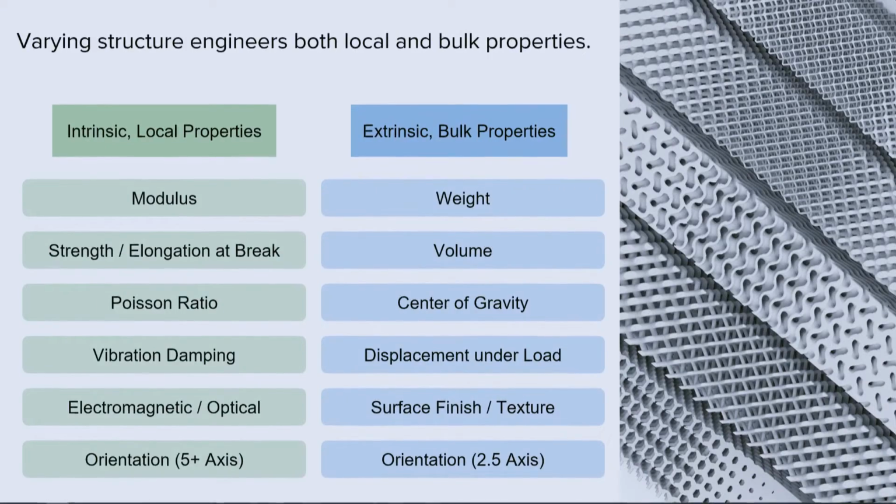So what tools do we have, or what things might we want to vary about parts? Well, there are the local properties. What's the modulus, my elongation at break? There's a lot of cool things you can do with Poisson ratio. Again, negative Poisson ratio, so things stretch and expand all the way out, which can have some very desirable properties, especially when you have expansion going on. Vibration damping is a very exciting opportunity.